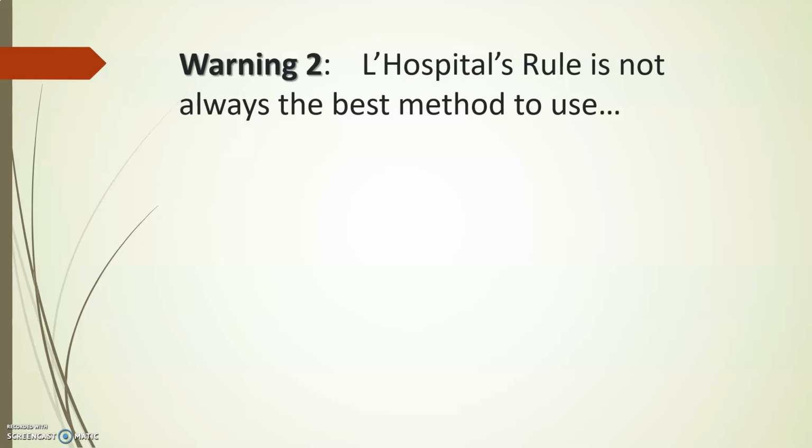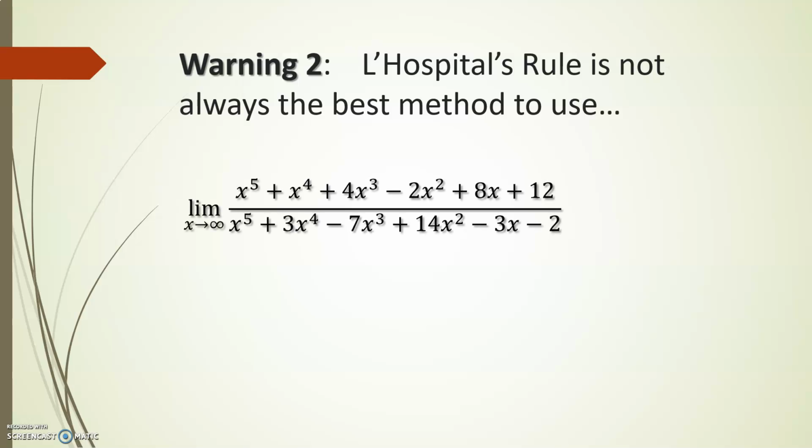Warning number 2, L'Hopital's rule is not always the best method to use. So although we are tempted to use it all the time, it may actually not always be as useful as we would think. For instance, here is an example where we have an infinity over infinity form because both top and bottom have behaviors that are dictated by the biggest power term, so the x to the 5s. It would require 5 derivatives before these powers would reduce to something that is more manageable, or that would not reveal an infinity over infinity form anymore.